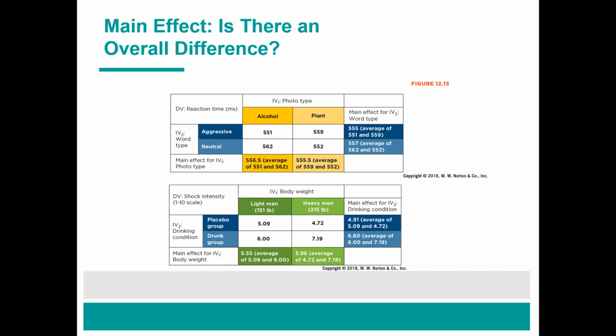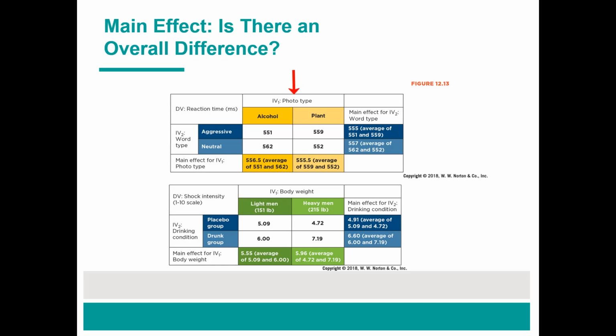The main effect is the overall effect of one independent variable on the dependent variable, averaging over levels of the other independent variable, and it identifies a simple difference. If you have 2 independent variables, then you will look for 2 main effects. In the top figure is data from a word association study. One independent variable, type of word, is highlighted in blue. The other independent variable, type of photo, is in yellow.